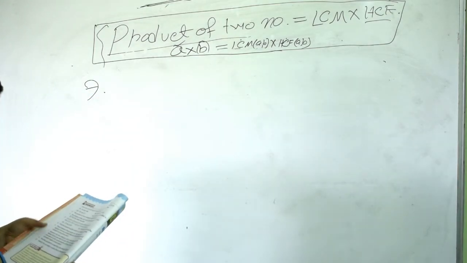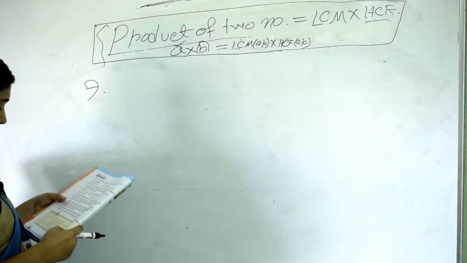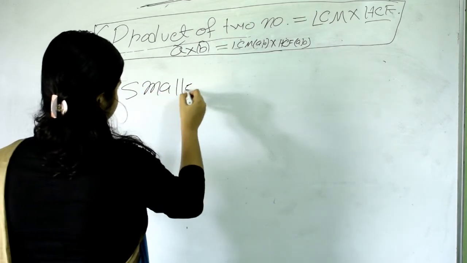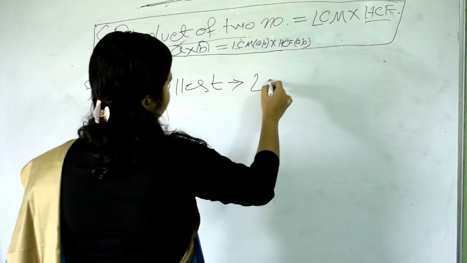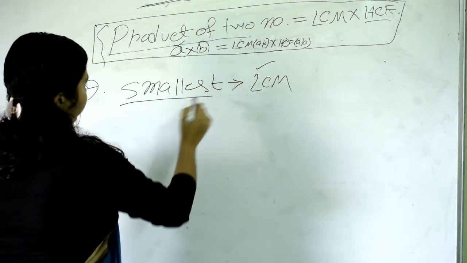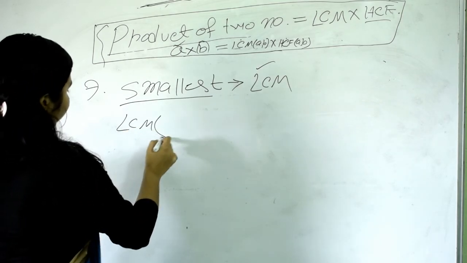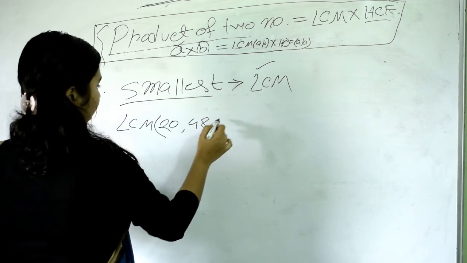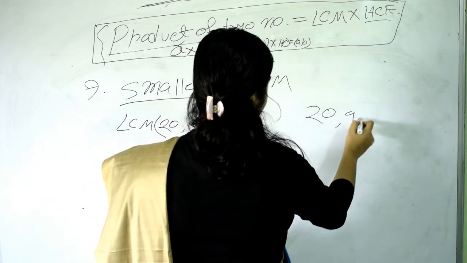What is the smallest number that is divisible by 20, 48 and 72? Here we have to find the smallest number. Here we have to find the LCM, because LCM means lowest, and we also have to find the smallest number. That means we have to find the LCM of 20, 48 and 72. So take the prime factorization.